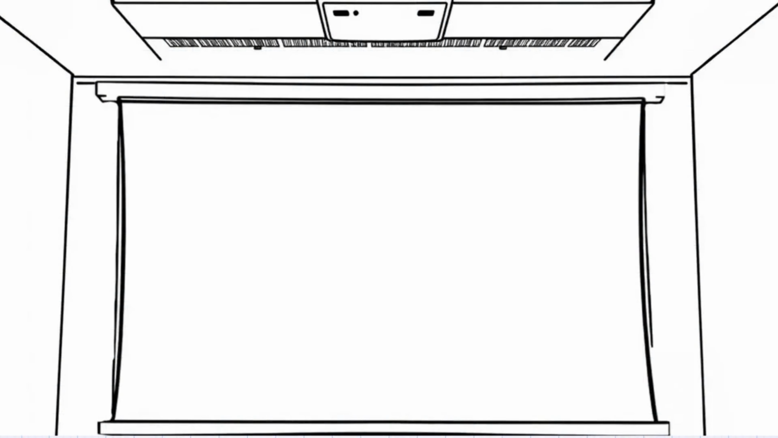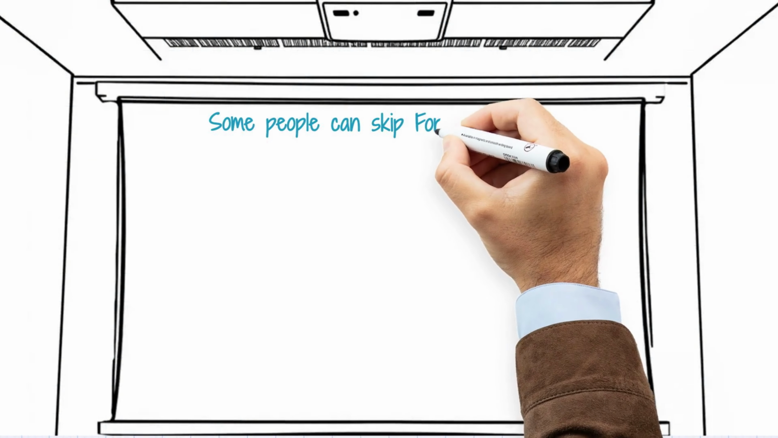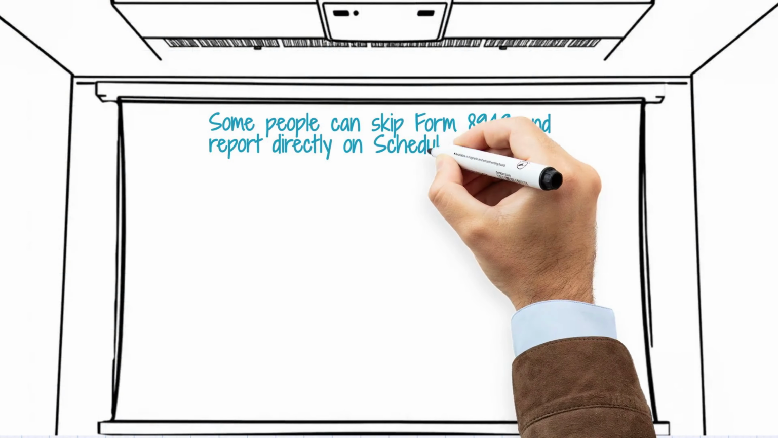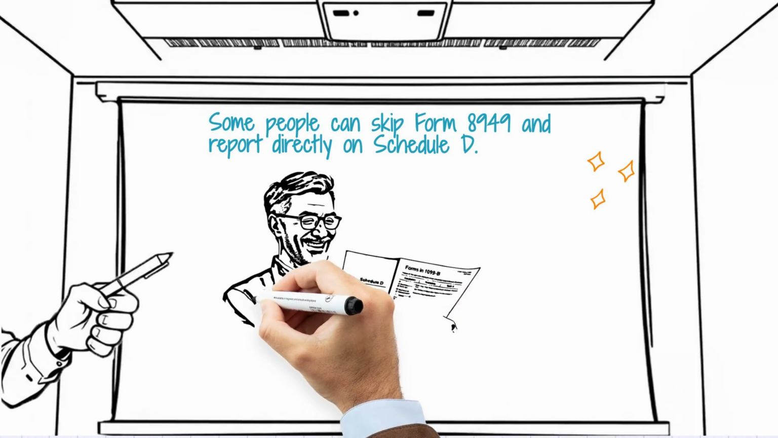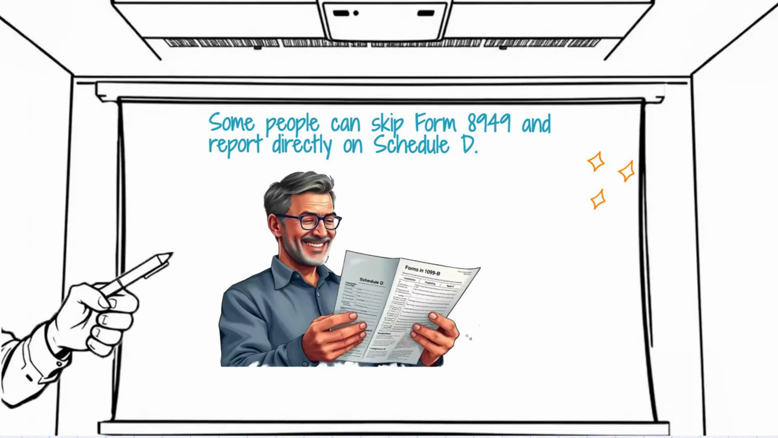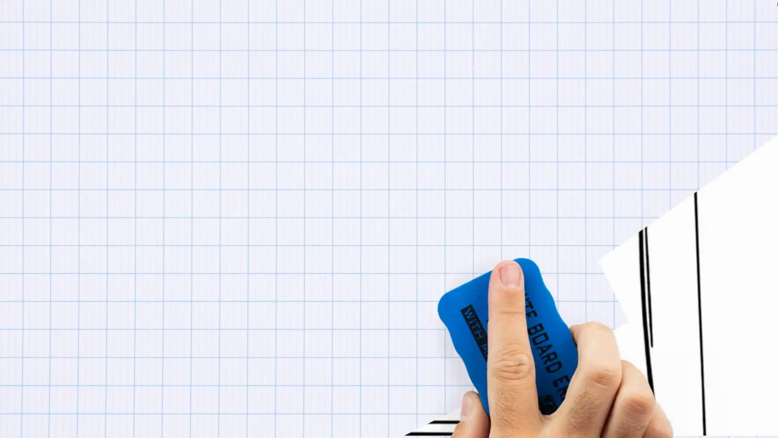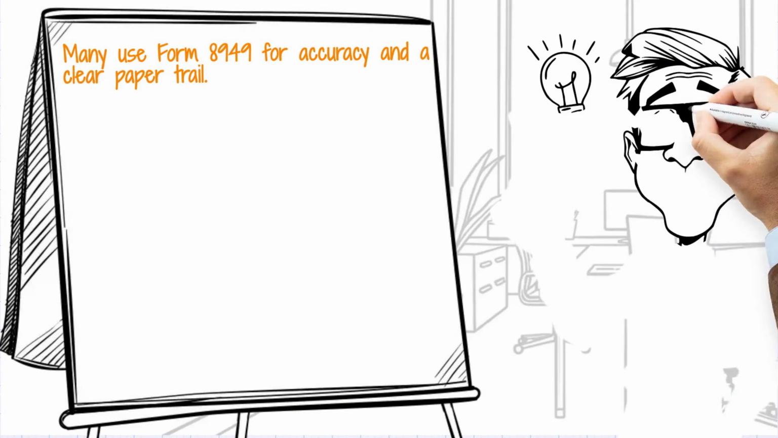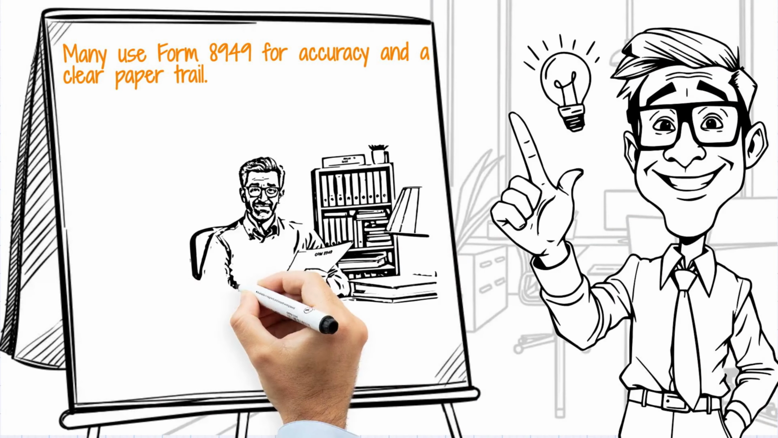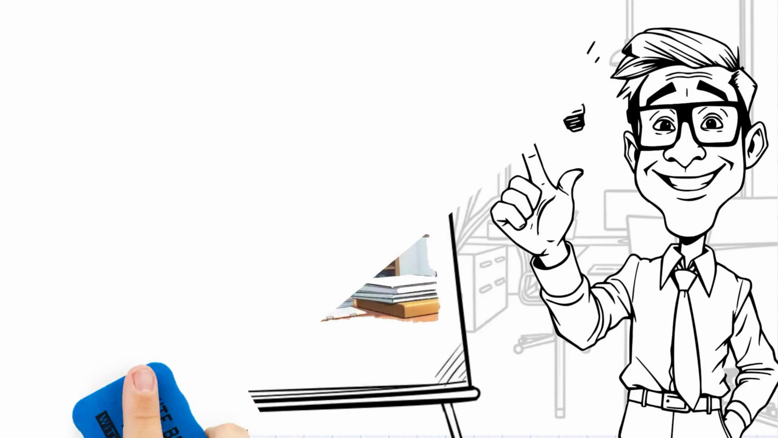Not everyone has to file Form 8949. If every transaction was reported on a Form 1099-B, with correct cost basis and no adjustments are needed, the IRS allows totals to be reported directly on Schedule D. Still, many taxpayers use Form 8949 anyway because it reduces mistakes and creates a clear paper trail.